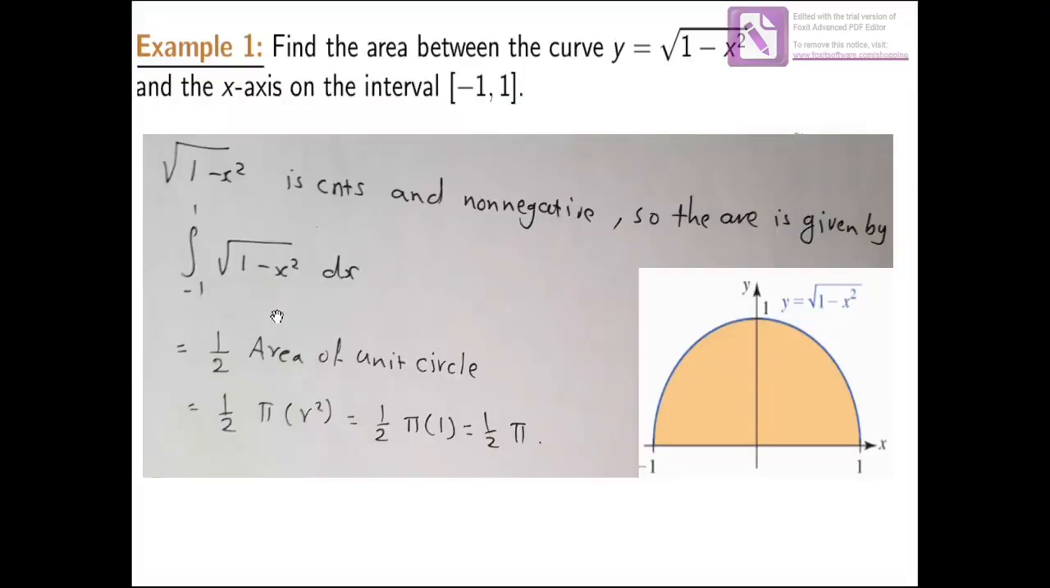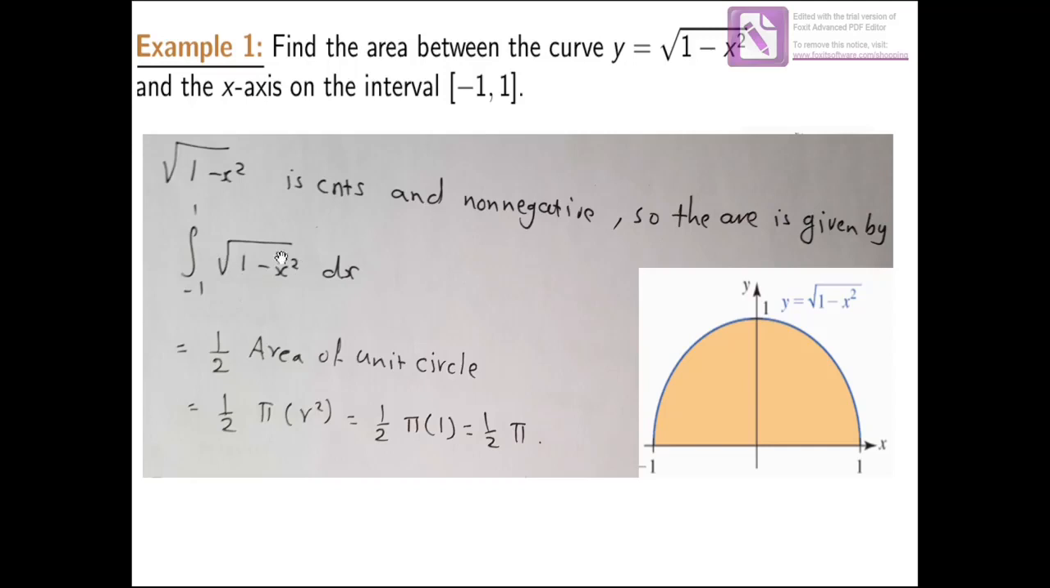Let us see example 1. Find the area between the curve y equals root of 1 minus x squared and the x-axis on the interval minus 1 to 1. We see that y equals root of 1 minus x squared is continuous, and it is non-negative on the interval from minus 1 to 1. So the area is given by the integral from minus 1 to 1 of root of 1 minus x squared dx. Because our function is continuous and non-negative, we can represent the area by this integral.